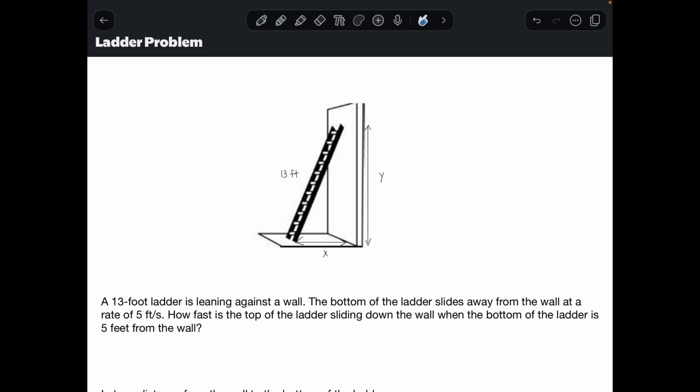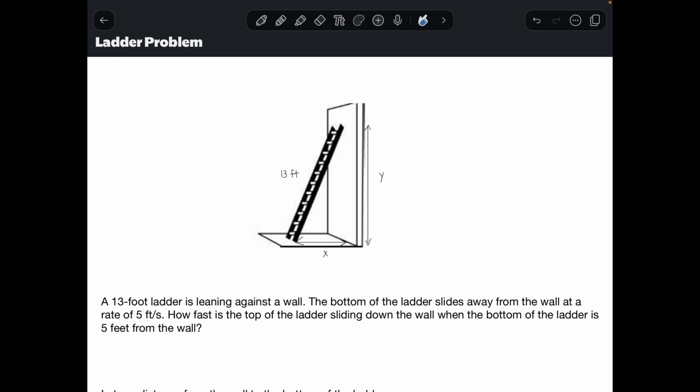So the question says a 13-foot ladder is leaning against a wall. The bottom of the ladder slides away from the wall at a rate of 5 feet per second. How fast is the top of the ladder sliding down the wall when the bottom of the ladder is 5 feet from the wall?